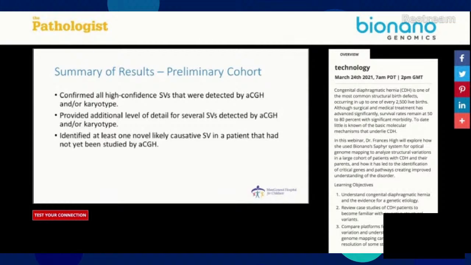And I'm going to show you some examples of cases where we saw an additional level of detail for some structural variants, that using the Bionano technology provided over array CGH or karyotype. And we also identified at least one novel likely causative structural variant in a patient that had not yet been studied by array CGH.